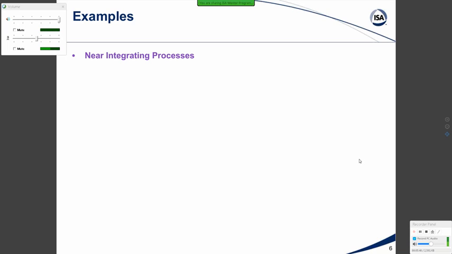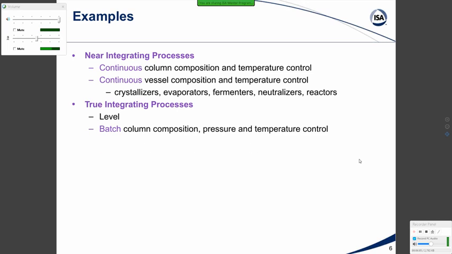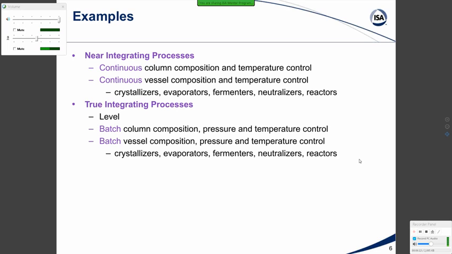Examples of near-integrating processes: if we have continuous columns and we're doing composition and temperature control, wherever it has composition, you can also add pH. Continuous vessels with composition and temperature control: crystallizers, fermenters, neutralizers, reactors, a lot of different types of vessels. Now we have true integrating responses, and of course level being a classic. And then for batch, we have composition, pressure, and temperature control as true integrating processes.